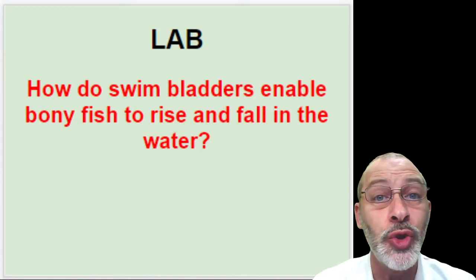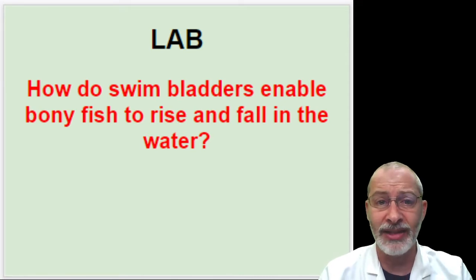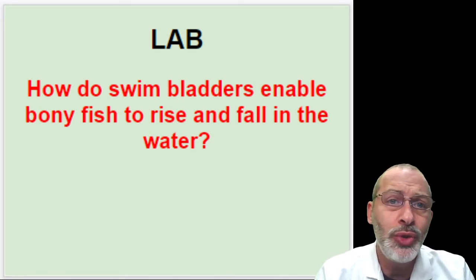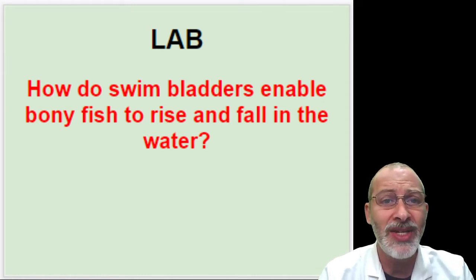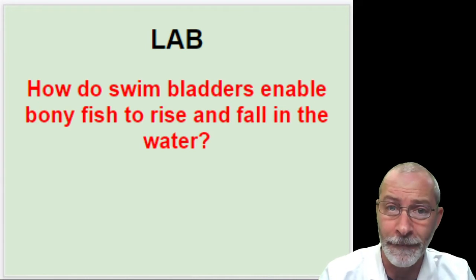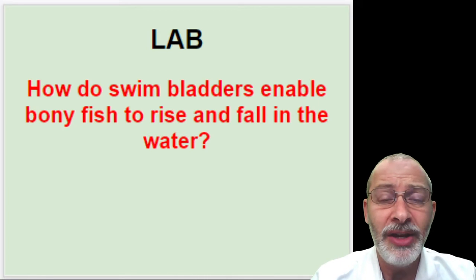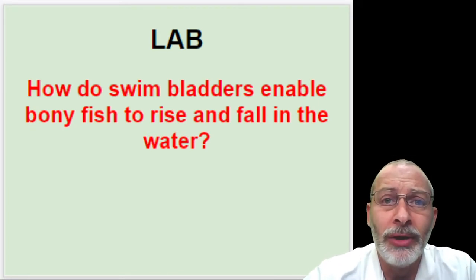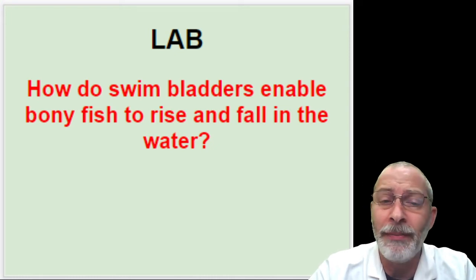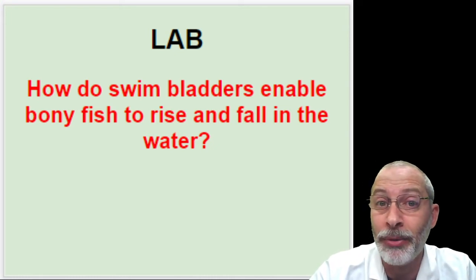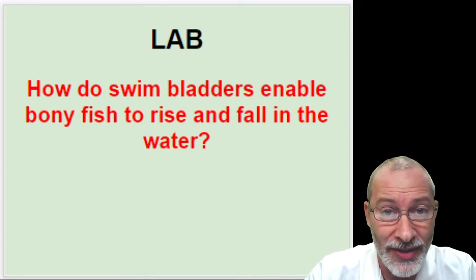is regarding the swim bladder of bony fish. And the question of this activity states, how do swim bladders enable bony fish to rise and fall in the water? And what I'd like you to do is think about it. Think about the lesson a couple days ago when we learned about fish, and I talked a little bit about the swim bladders and mentioned the example of the submarine. I want you to think about that before you write your hypothesis.